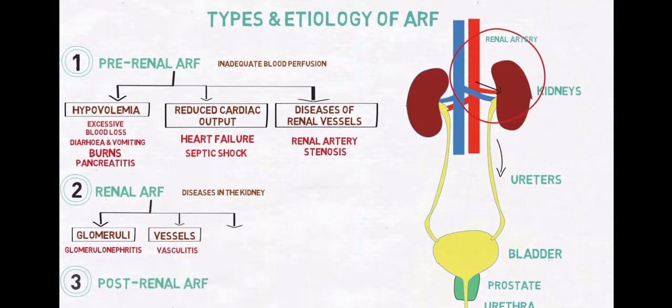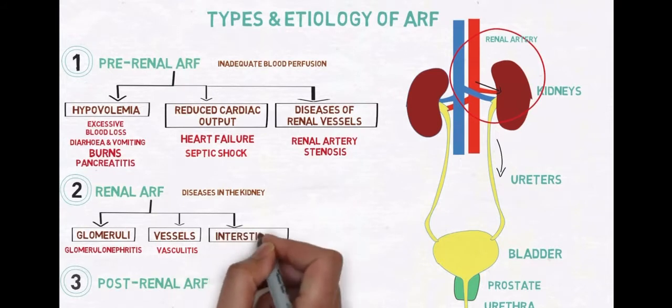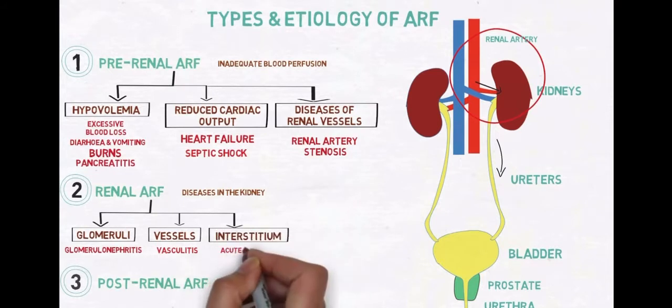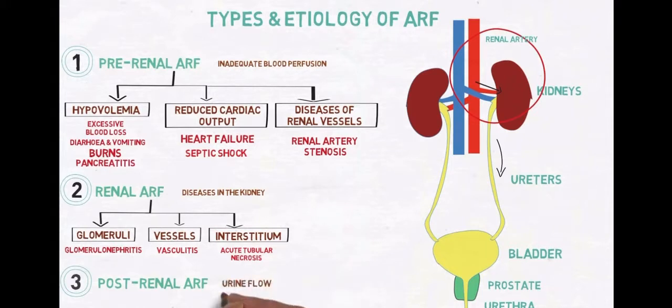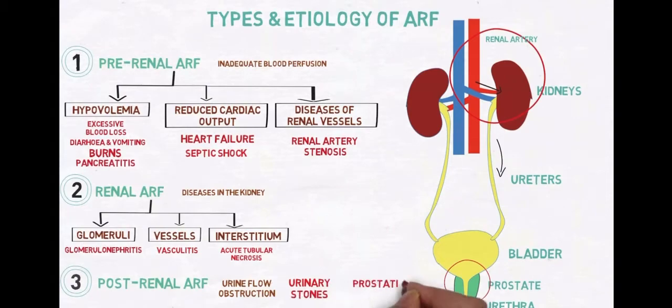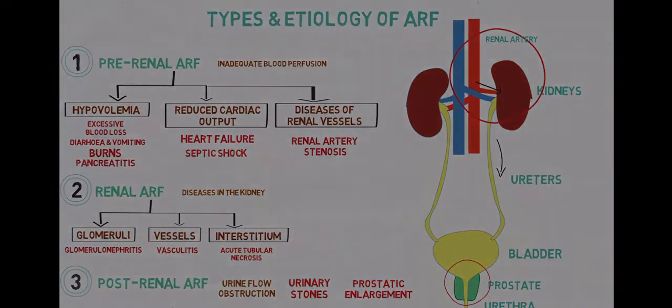And the third important structure of the kidney is the interstitium, and diseases like acute tubular necrosis affect the interstitium. The post-renal type of ARF occurs due to mechanical obstruction in the flow of urine, and this mainly occurs due to urinary stones, which block the urinary pathway, or also prostatic enlargement in case of benign prostatic hyperplasia.